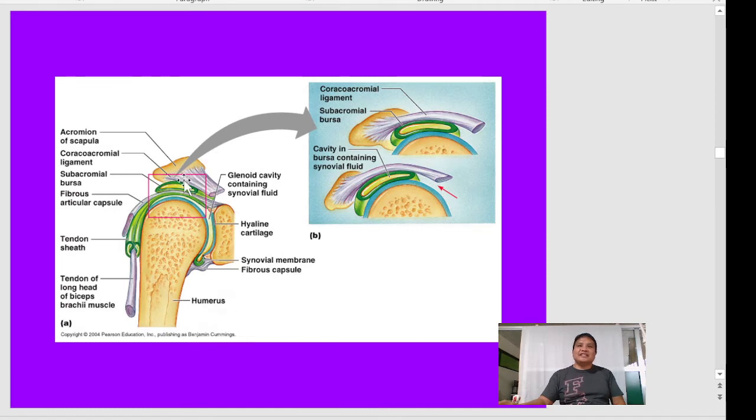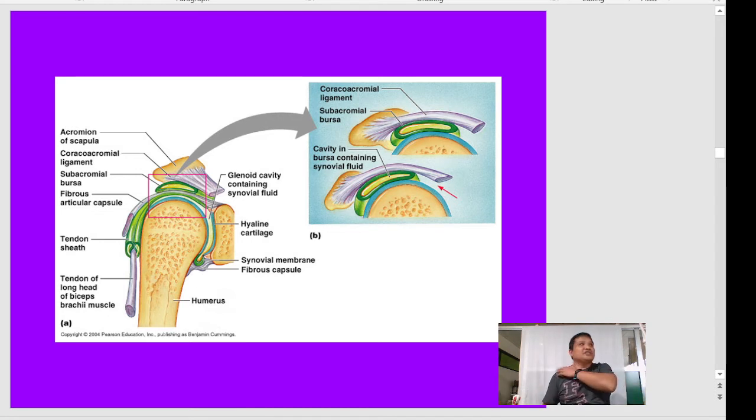Okay, then na say katong packets of connective tissue nga naisulod sa synovial fluid. We call this the bursa. Ang bursa na siya ay synovial fluid. Ang primary purpose sa bursa is to serve as cushion.